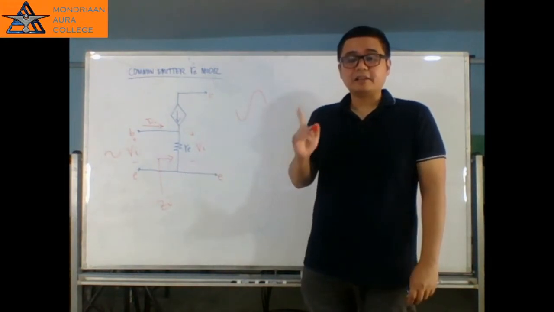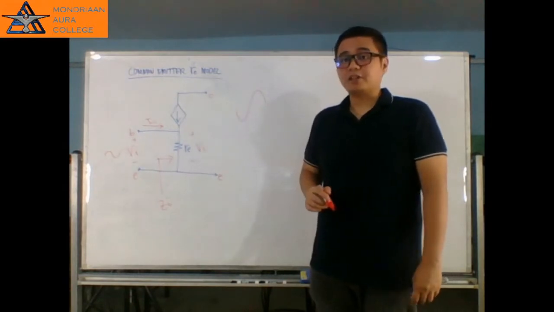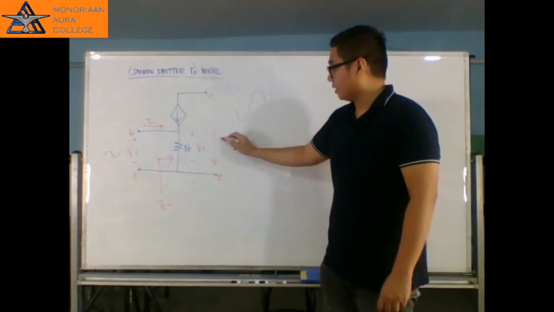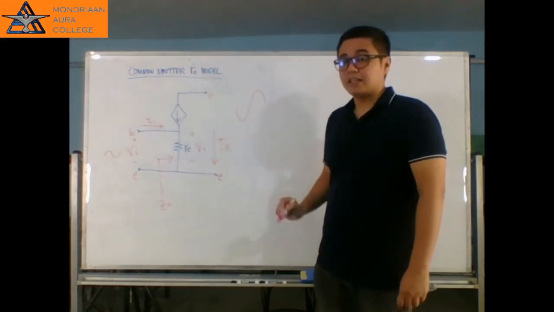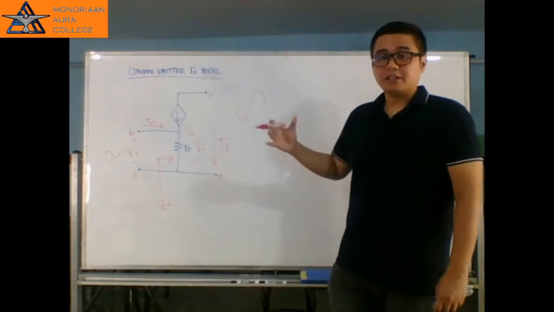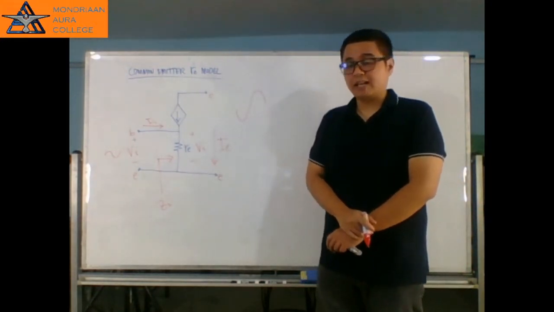What is the current that passes through R sub E? Since this is connected to the emitter terminal, meron tayong kuryente na pababa. We call this I sub E. Okay? These are all AC parameters. Take note of the subscripts. No? So yan ay naka-small caps lahat.